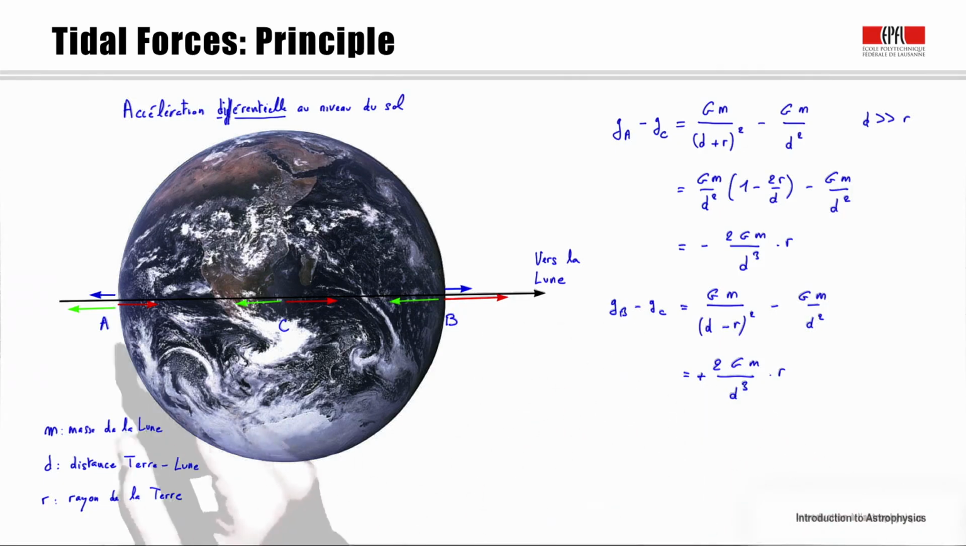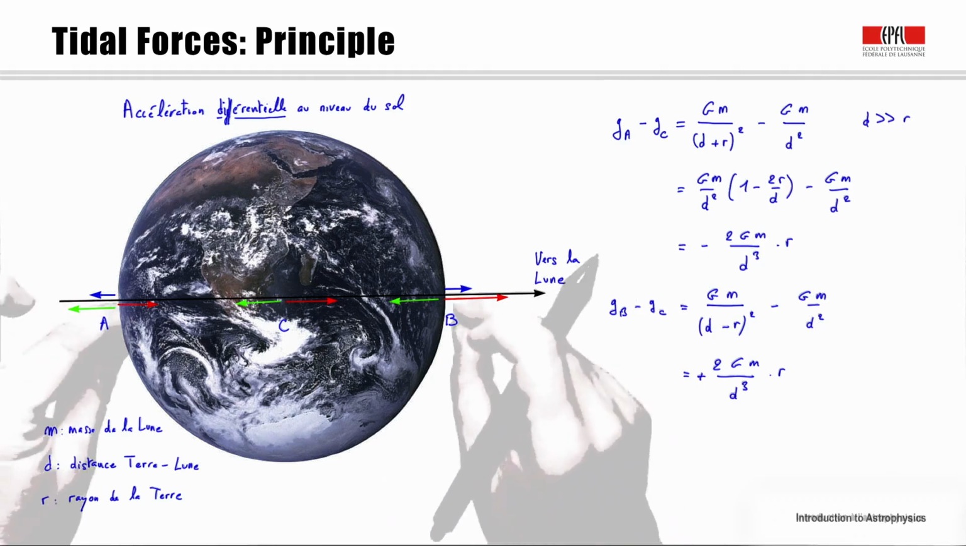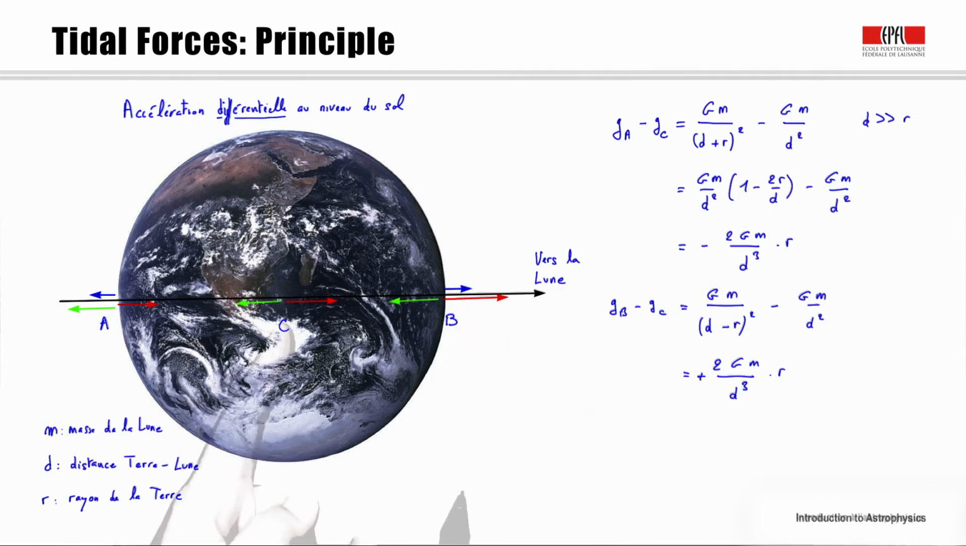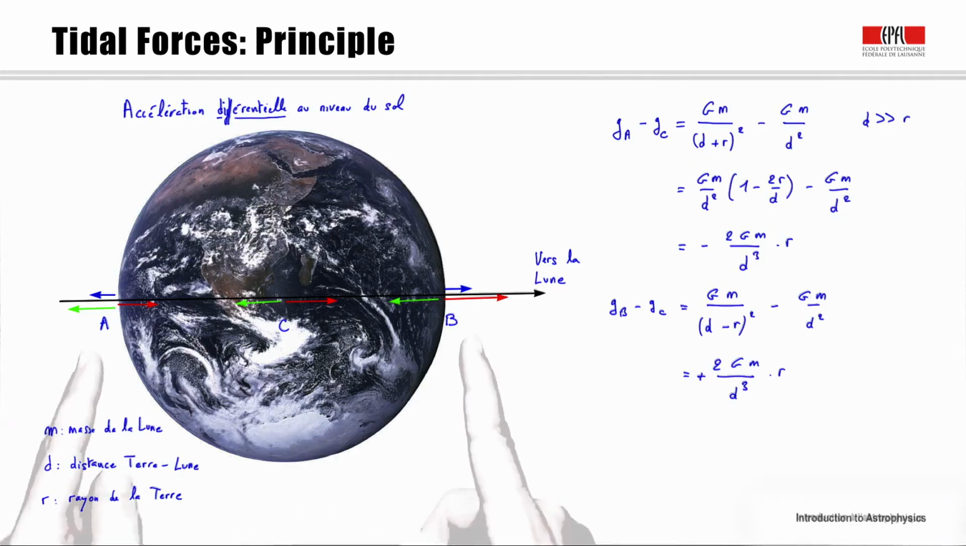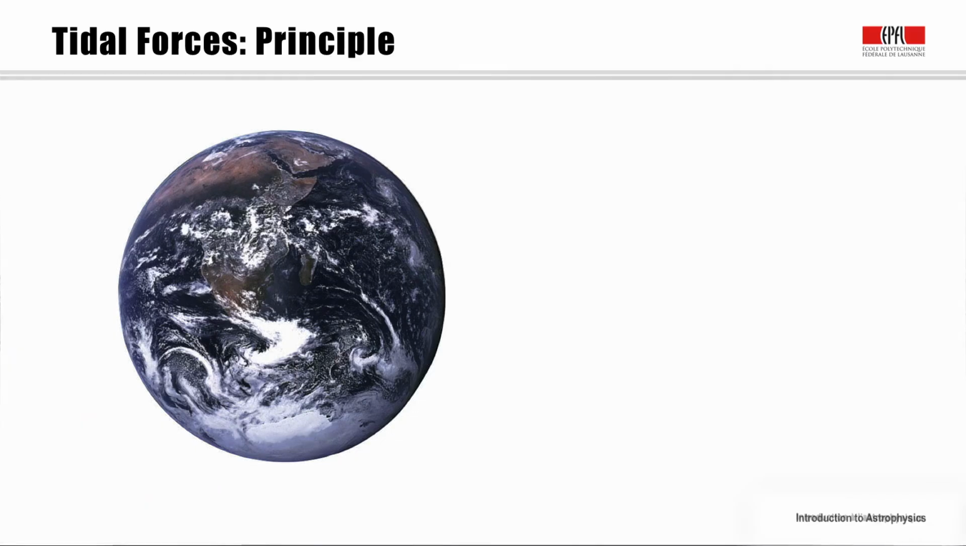Plus means the direction toward the Moon, minus the opposite direction. There are two differential forces that pull each side of the Earth. Obviously, the differential force with regard to C is equal to 0. To a first approximation, as the expansion is limited to the first order, those two forces have the same norm but opposite directions.